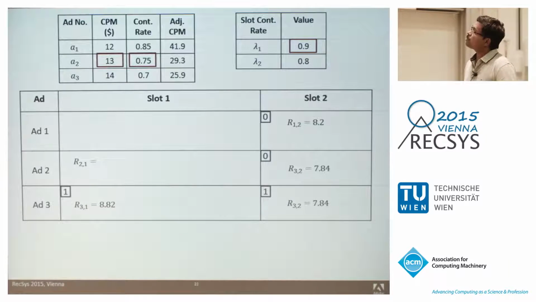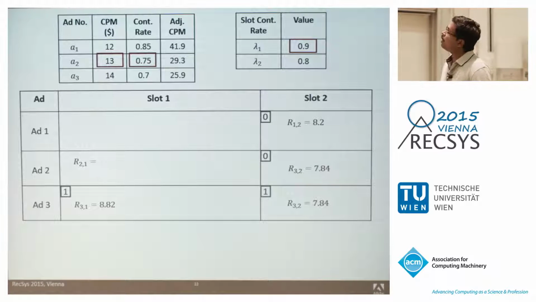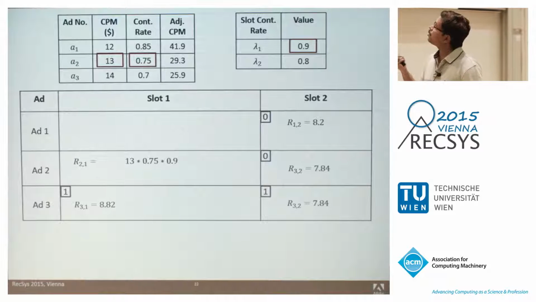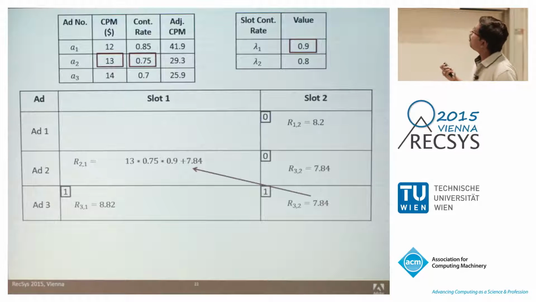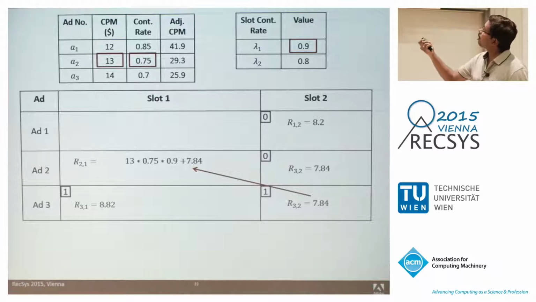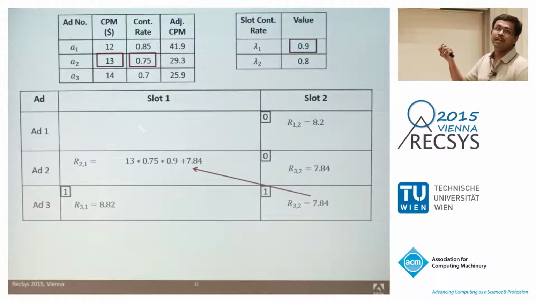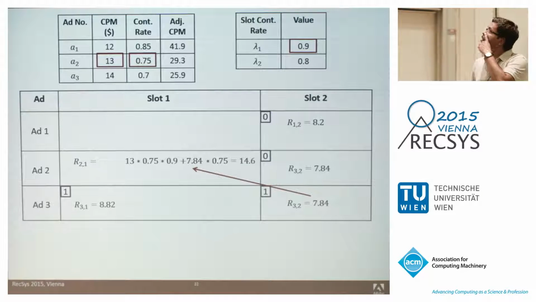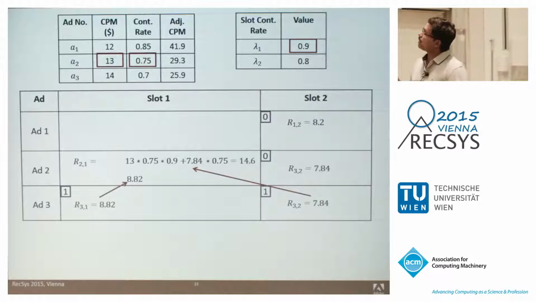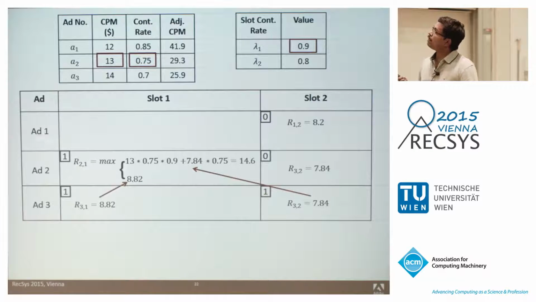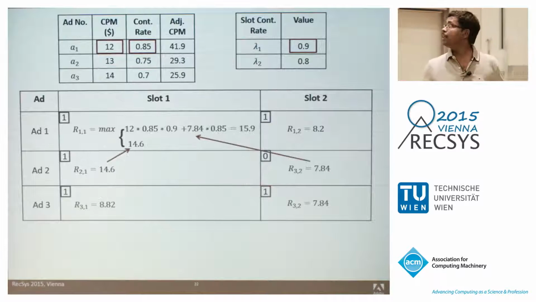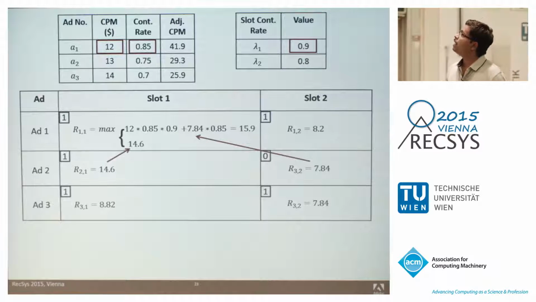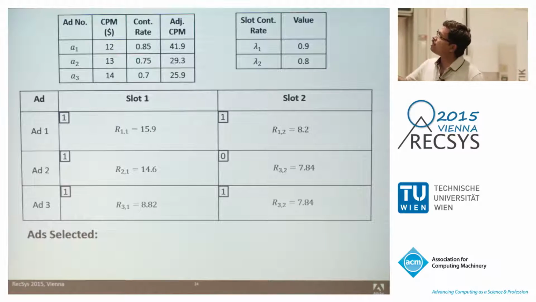Now the interesting thing happens when you go to ad 2 in slot 1. You generate this expected revenue from ad 2 in slot 1, but now you also have the revenue from slot 2 and ad 3, which is further affected by the continuation rate of ad 2. So overall you generate 14.6, which is greater than 8.82, so you assign the value 1. Now you get the idea of how we are calculating the revenue at every step. So what you get from here is a bunch of 1s and 0s.